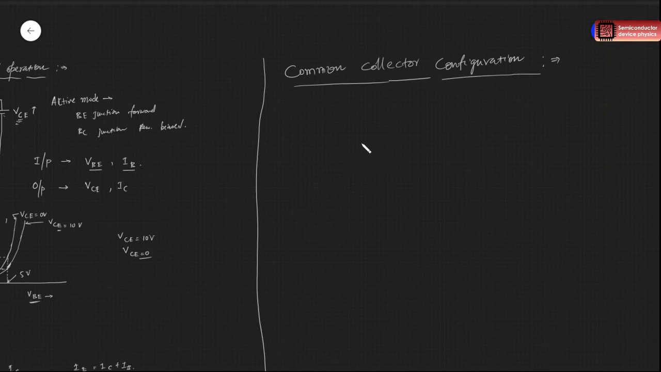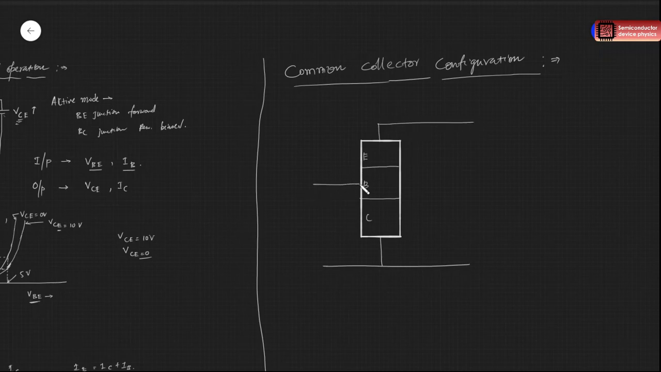So in case of common collector, the collector is common in both input and output, right? So let's draw the transistor. So this is our emitter now. This is base, this is the collector. And so base and collector is our input, and this is again an NPN transistor, similar.